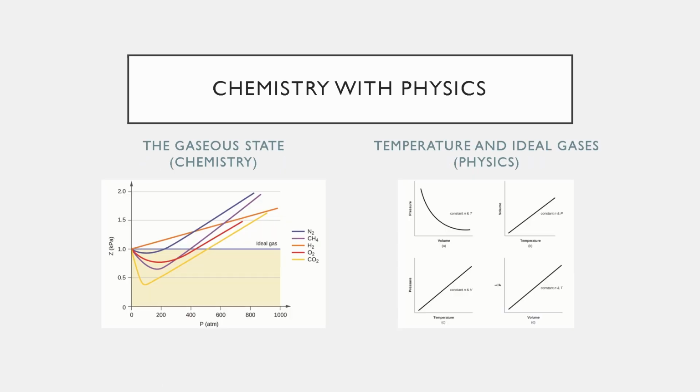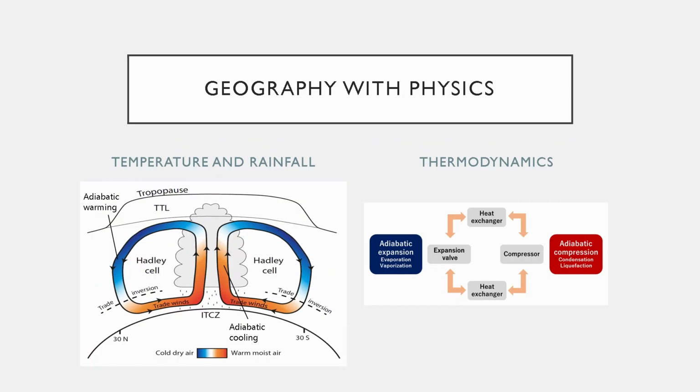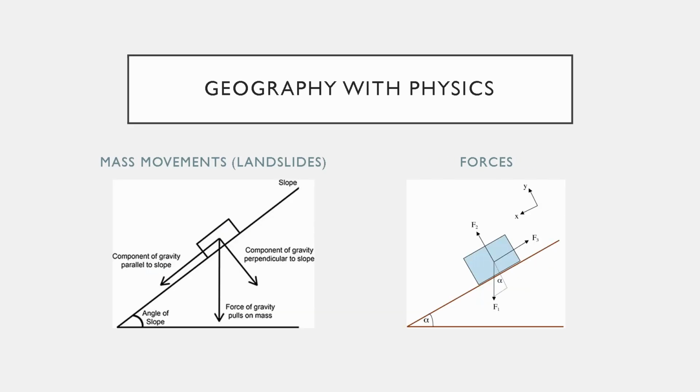Furthermore, there is the exact same topic appearing in both H2 physics and H2 chemistry, called ideal gas, which both revolve around the qualitative and quantitative aspects of real and ideal gases. Looking at physical geography, the processes of rainfall formation and heat distribution can be better understood as a thermodynamic process, which is covered in H2 physics. In addition, the H2 geography topic of mass movements requires the analysis of forces acting perpendicular and parallel to particles on a slope.